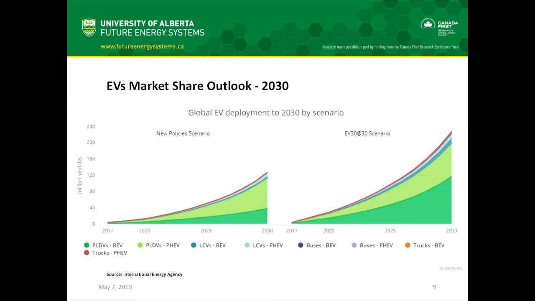But there's another scenario, EV30, at the rate of 30, which means that by 2030, if electric vehicle sales reach 30%, with 30% of all vehicles replaced by electric vehicles, then the number can increase to around 250 million electric vehicles. So that is an issue for the grid. We need some stable energy storage technology for that.